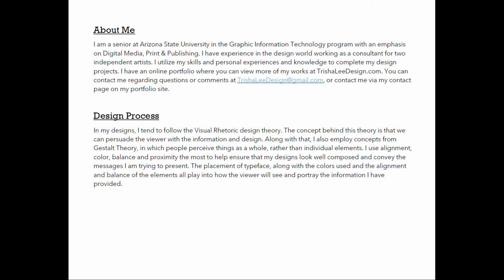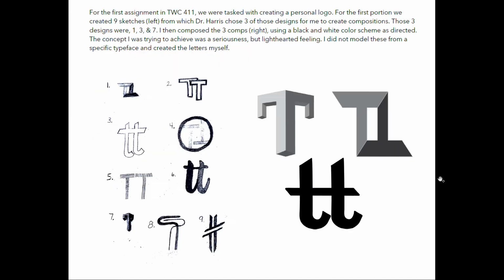Using alignment, color, balance, and proximity, I ensure that my designs look well composed and convey the message that I'm trying to present to my audience. Utilizing placement for typeface along with the colors and aligning and balancing of all the elements will play into how my viewer sees and portrays the information that I provide them.